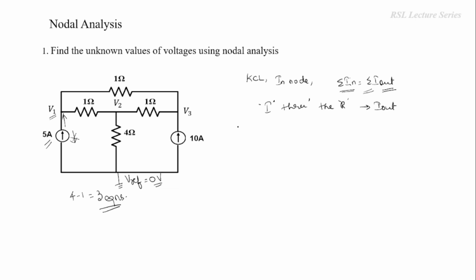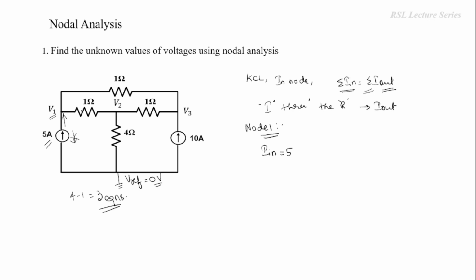First we'll write the equation for node 1. In node 1, we have to write both incoming and outgoing currents. Here the 5 ampere source is connected to node 1, along with a 1 ohm resistor and another 1 ohm resistor, so totally we have 3 elements. One element is a current source and its direction is towards the node, so this is considered as the incoming current. Otherwise, it is considered as outgoing current.